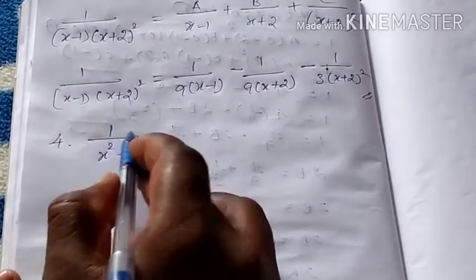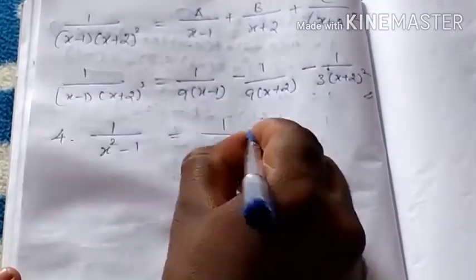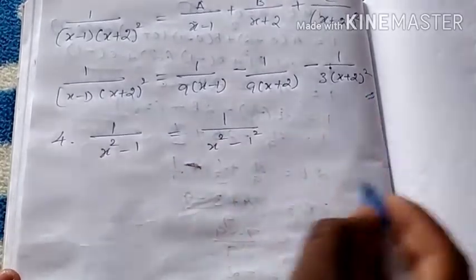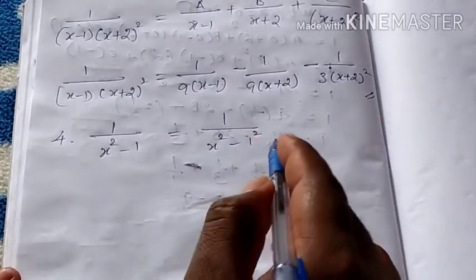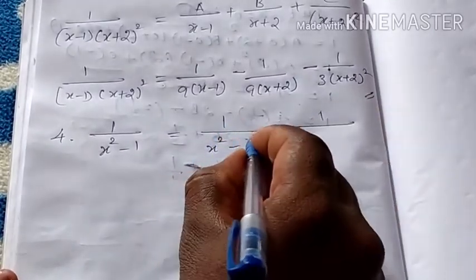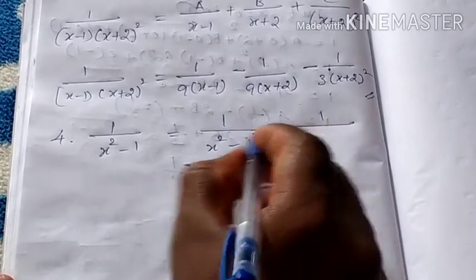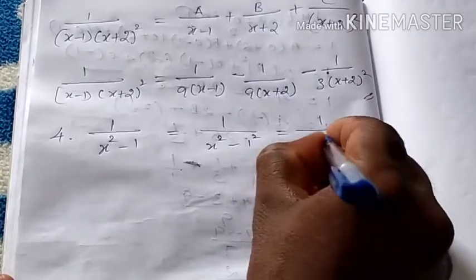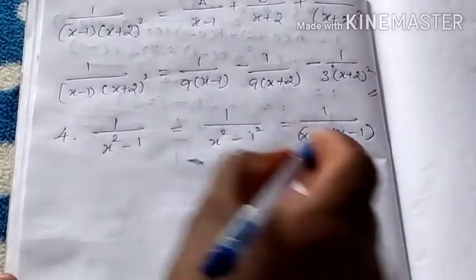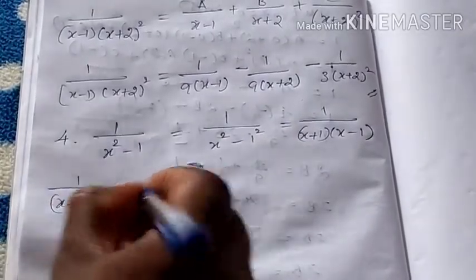Okay, the fourth question, 1 divided by x squared minus 1, which is equal to 1 divided by, this can be written, x square minus 1 square, 1 squared also 1. Okay, this is equal to 1 divided by, this looks like a square minus b square. So what is the formula for a square minus b square? a plus b into a minus b. So x plus 1 into x minus 1. Is it or not? Okay, your question is 1 divided by x plus 1 into x minus 1.